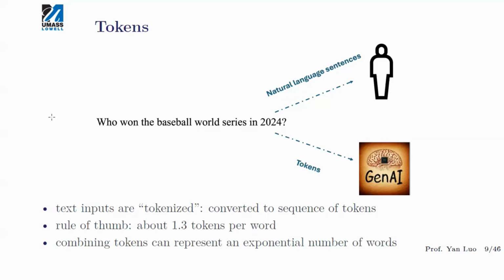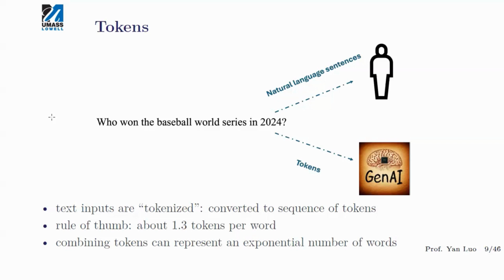If you have this question, who won the baseball World Series in 2024? As a human, if you know English, you will be able to break down these sentences into small words, and you know the meaning of these words, and you can come up with the meaning of this whole sentence. And if you want a computer to understand this, that will be a natural language processing tool that can maybe translate this to a different language. So that's what we're talking about, natural language sentences.